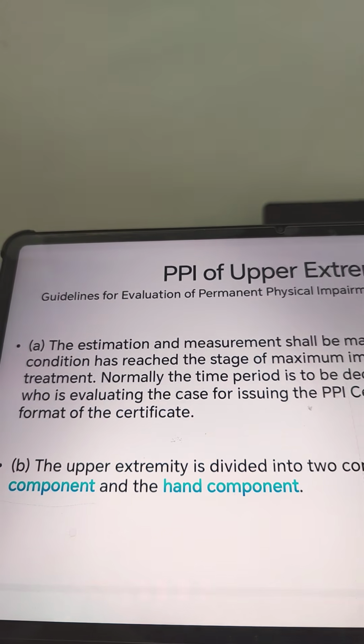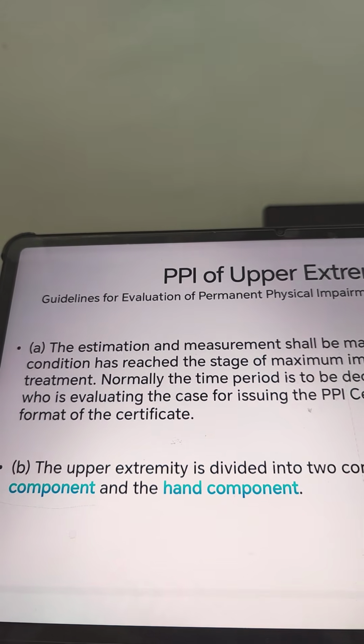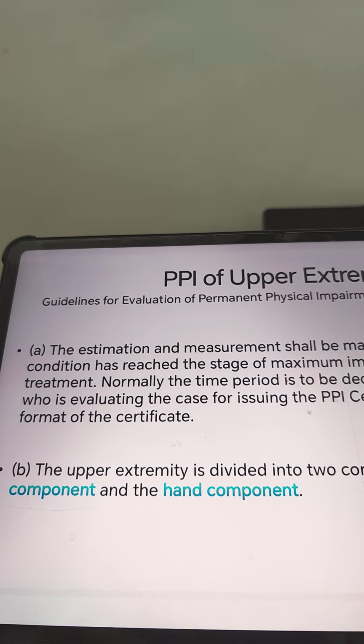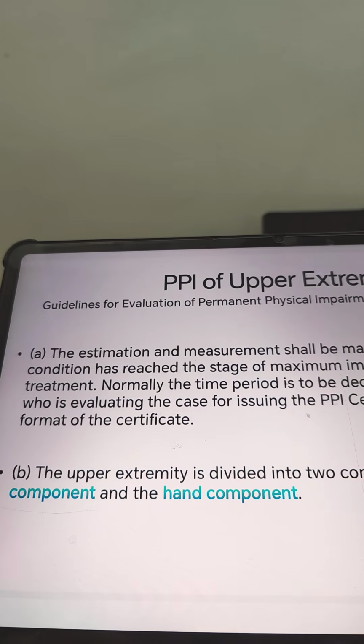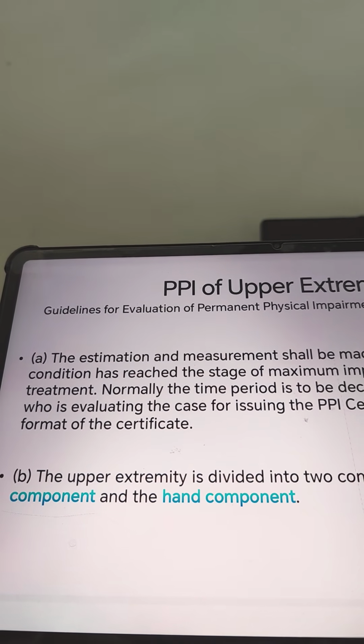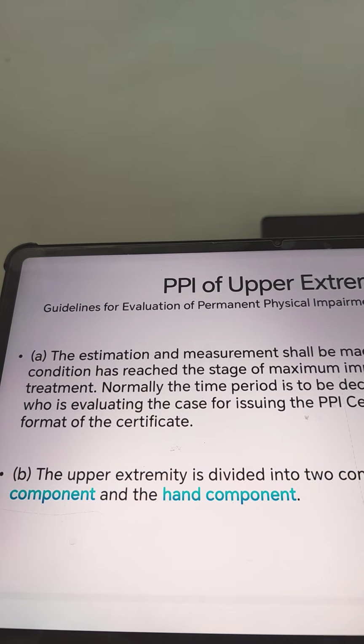Guidelines for evaluation of PPI of upper extremities. Estimation measurement shall be made when the clinical condition has reached the stage of maximum improvement from the medical treatment. Normally, the time period is to be decided by the medical doctor who is evaluating the case for issuing the PPI certificate as per standard format.